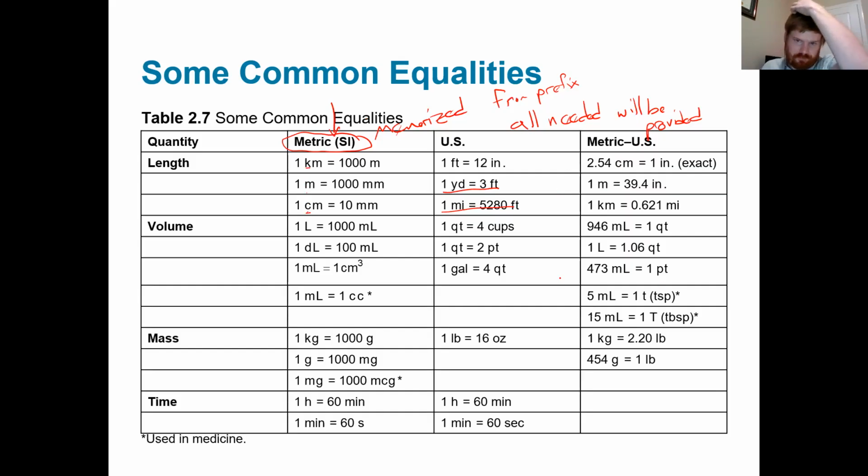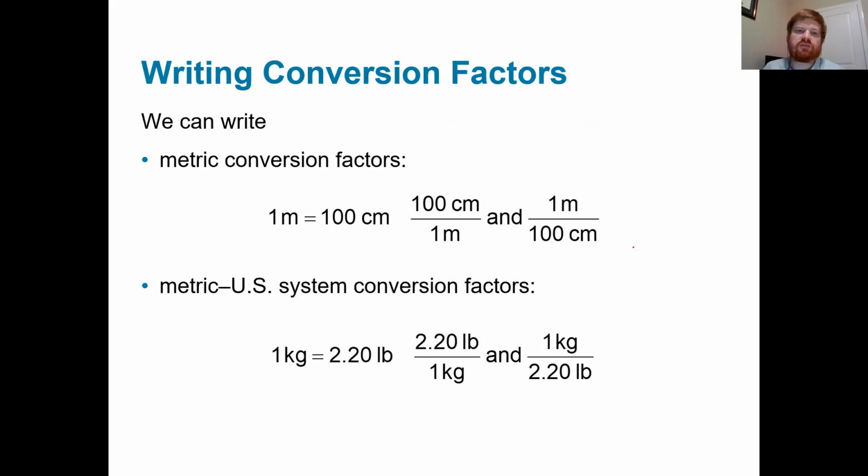Oh, this is something that's useful in medicine, but also in cooking. 5 milliliters is 1 teaspoon, and 15 milliliters is 1 tablespoon. That's very useful. It may come up sometime.